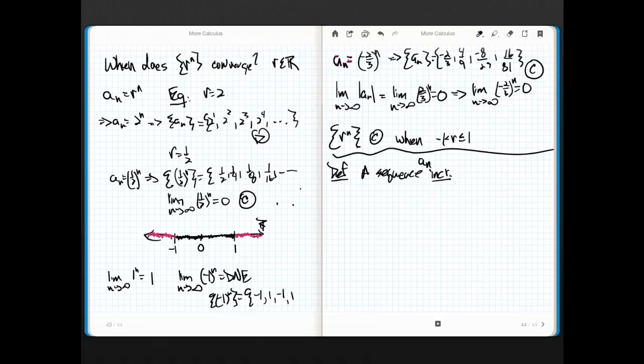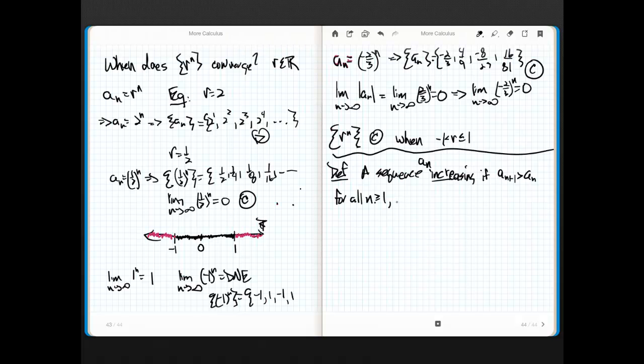A sequence increases, but we're going to keep it even simpler than that. It's increasing if a sub n plus 1 is greater than a sub n for all n greater than or equal to 1, right? Because we start at 1. Remember, we start at a sub 1, a sub 2, etc.